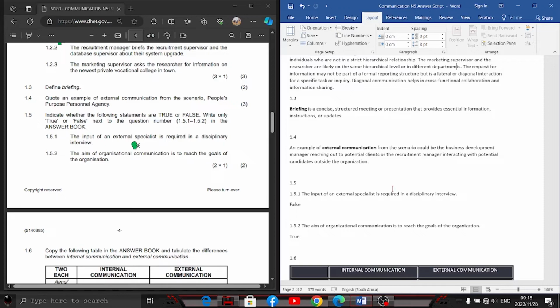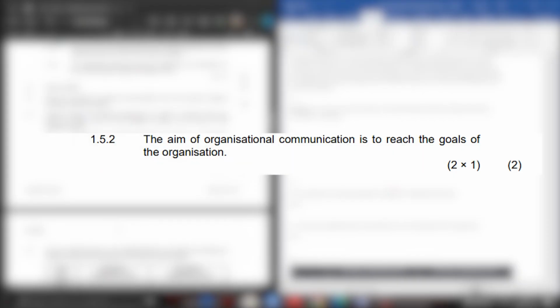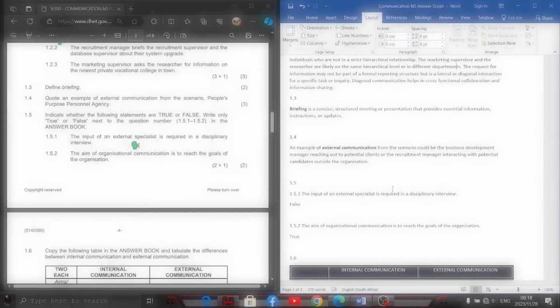Now remember that disciplinary interview is an internal matter. It is an in-house matter. Whenever there is a disciplinary case, it is handled within the organization, right? So an external specialist is not necessarily required during a disciplinary interview, right? The next question says the aim of organizational communication is to reach the goals of the organization, which is true.